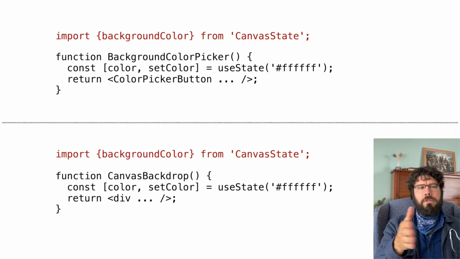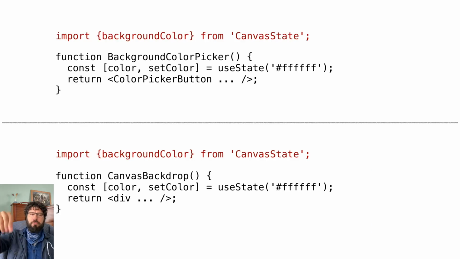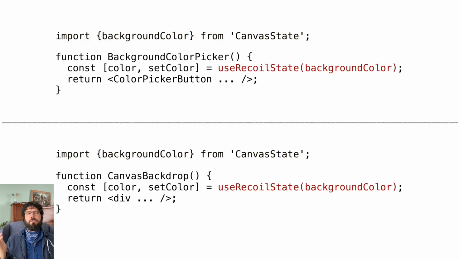We're going to import something called background color from another module into both of these, so they have a reference to the same thing called background color. And then where we have use state, we're just going to change that to a new hook, use recoil state, and we're going to pass in the background color, which is this thing we imported from the other module. Once we've done this, both of these components have local state, but it's the same state, okay? And they're going to be sharing their state with each other.